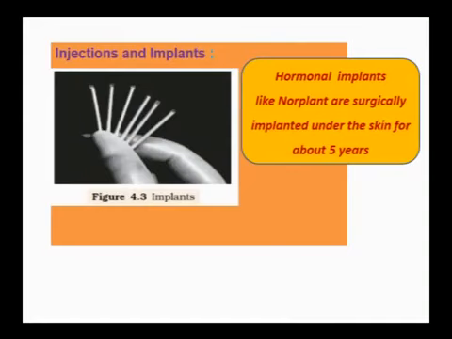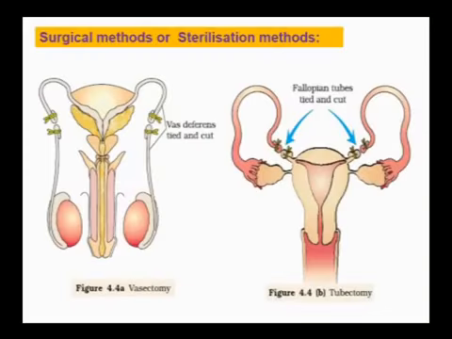Injections and implants are also used by females as contraceptive devices. One such example is implants. Hormonal implants like Norplant are surgically implanted under the skin for about 5 years to prevent fertilization and pregnancy. Therefore, they also act as a contraceptive device or method.